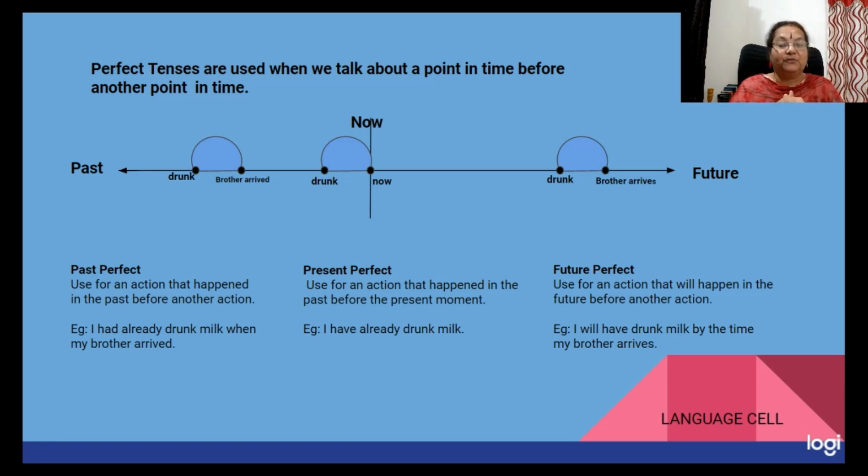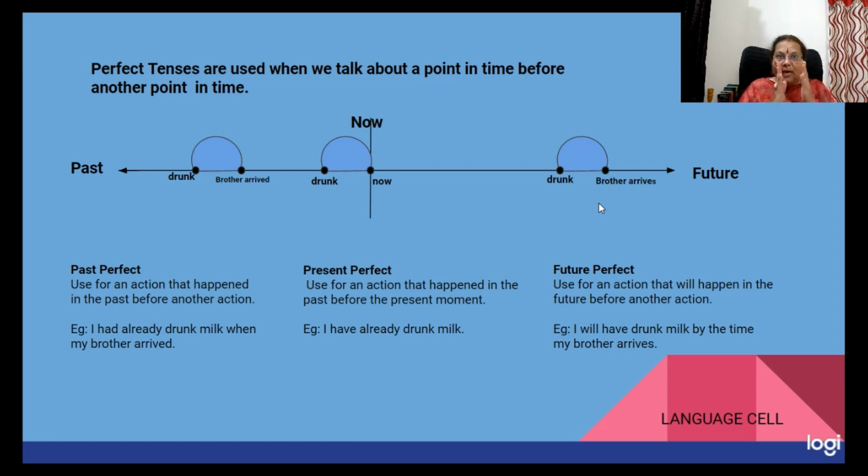Now let's go to the future perfect. Use it for an action that will happen in the future before another action. We're going from the past, so the first action will be on this side. I will have drunk milk by the time my brother arrives. This activity, then this activity. This one is already the past. I will have drunk milk, and my brother arrives. Here it's not the past, it's simple present. Before my brother arrives, see? Got it?